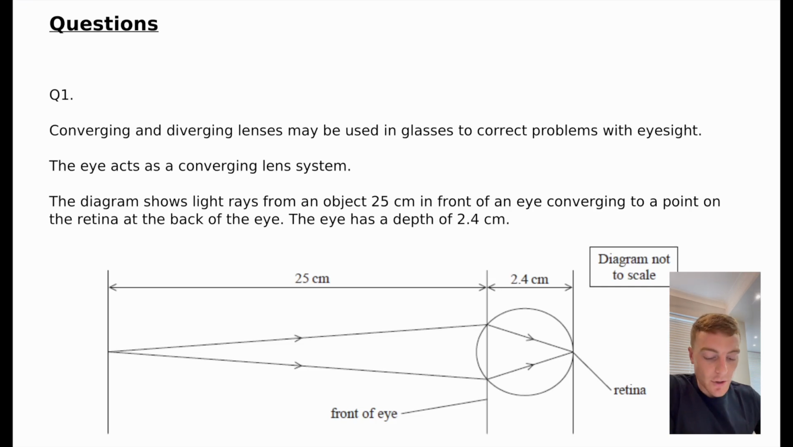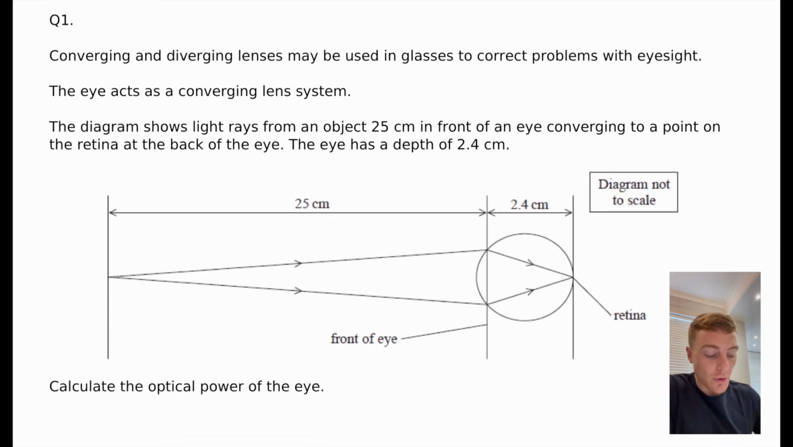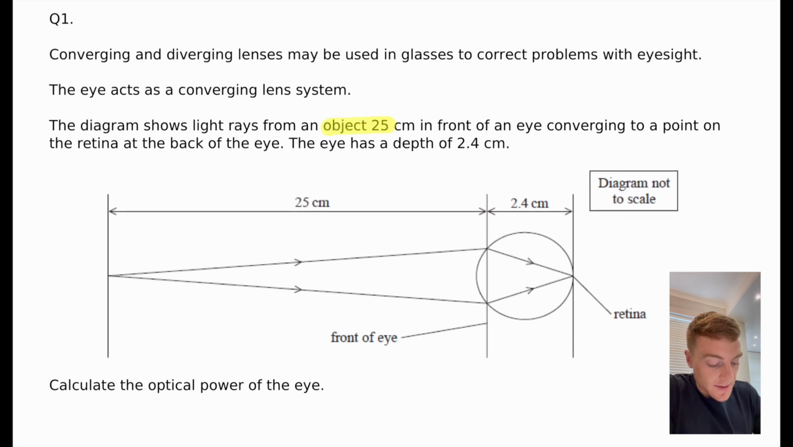Okay, so in this video I want to go through some specific exam questions just for the power of a lens formula. So I recommend just pausing the video, having a go before I go through it, and just have a read through. So it says, the diagram shows light rays from an object 25 centimeters in front of an eye.